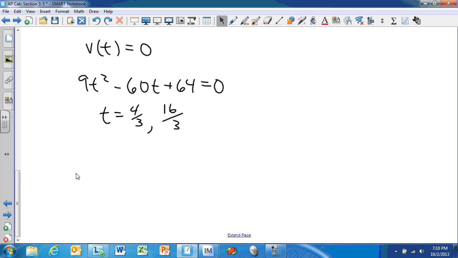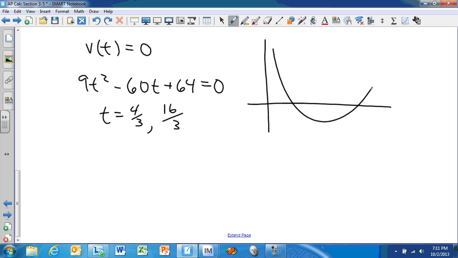But what I've got to figure out now is which one of these is the maximum. So if you look at the graph that we are given for the velocity function, the velocity function roughly looks something like this here. And again, this is at 4/3 and this was at 16/3. This is our velocity. And the question is, where does x have a maximum?